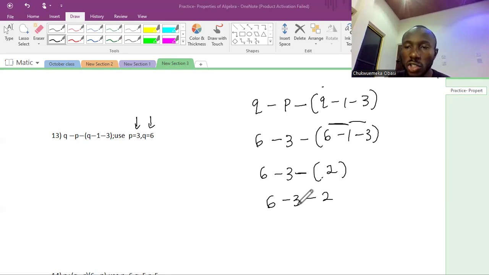So what is 6 minus 3? 6 minus 3 is 3. And what is 3 minus 2? 3 minus 2 is 1. Simple. Did you get 1? Let me know in the comment section. Next question.